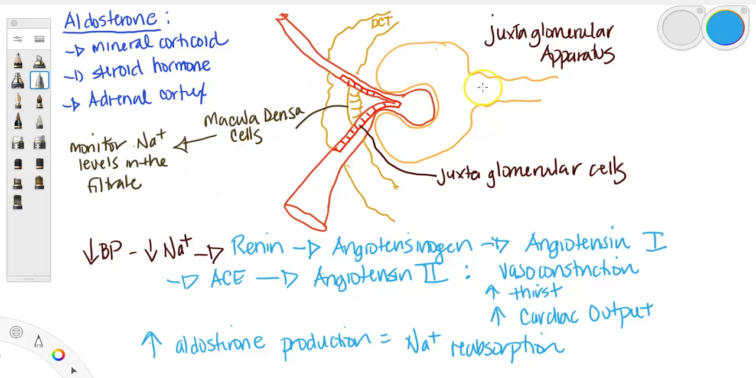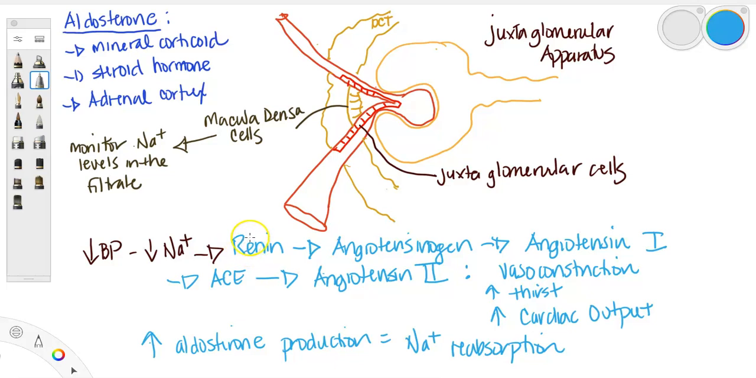So we already know this. We already have talked about glomerular filtration rate and how that is maintained. And this is an apparatus that helps to maintain that. And of course, monitoring the filtrate for sodium, which, when low, will increase blood pressure, because it indicates low blood pressure.